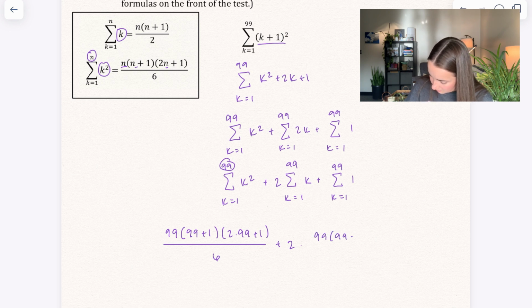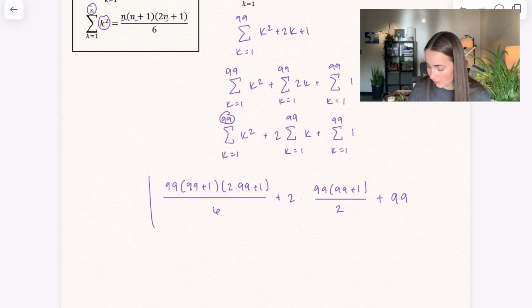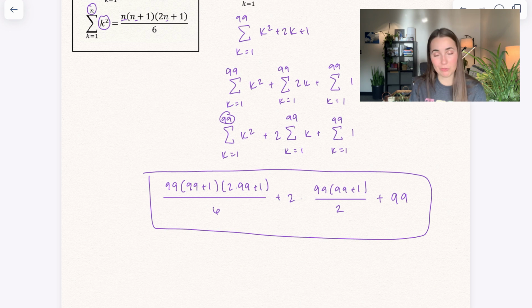So I get, and here we have the summation of 1 of 99. So we're adding 1 99 times. We end up getting 99. And I would expect you guys to just leave it right here. If you wanted to simplify it further, go for it.